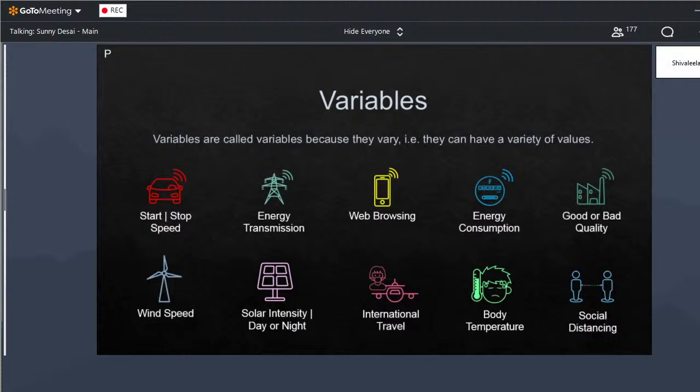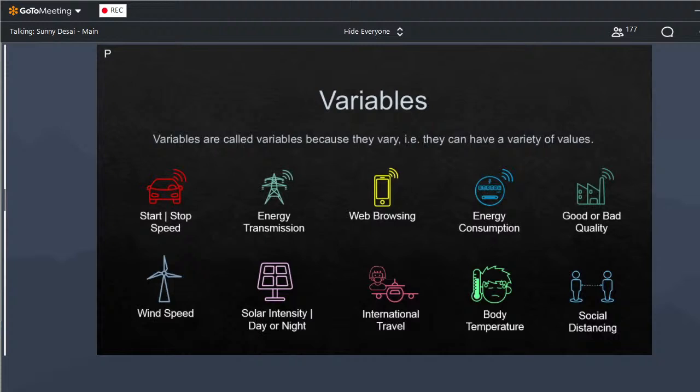Okay, so I've taken here some more examples of different types of variables that we see in our daily lives. When we talk about variables, let's take the example of a car. If your car is started or if your car is stopped, it could be one type of variable. The speed of the car could be another type of variable. Let's go into energy transmission. See how much energy is transmitted on the lines that we see on roads. That can be measured in megawatts or kilowatts, so measuring energy transmission in megawatts or kilowatts becomes a type of variable.